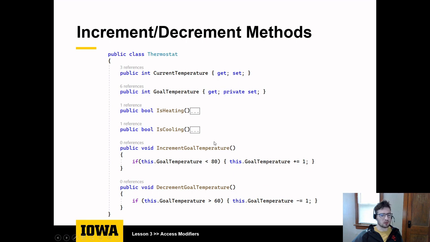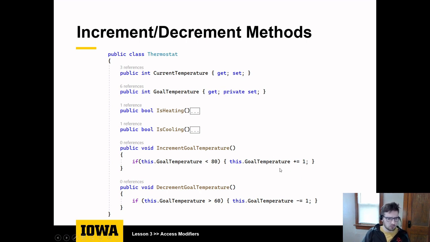Increment and decrement goal temperature. If you look in these methods, we're doing this.goalTemperature += 1. So we're reading the goal temperature, saying whatever the current value is, we're adding 1 to it. You all know what plus equals 1 means. But the important part is we're changing that value. We're changing the goal temperature. And that's okay because we are within the thermostat class, within these curly braces. So that's legit. We can do that.